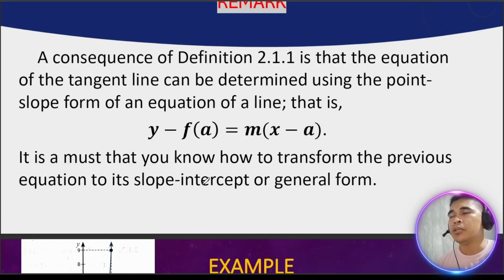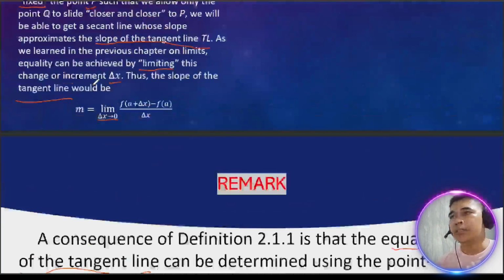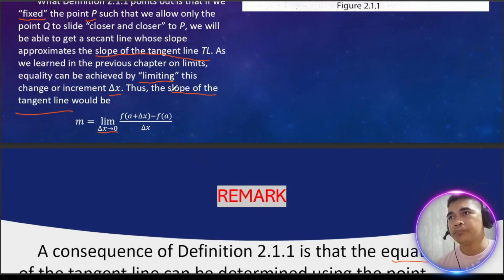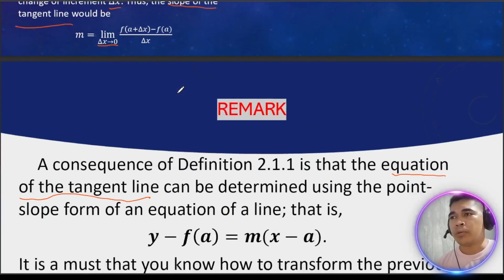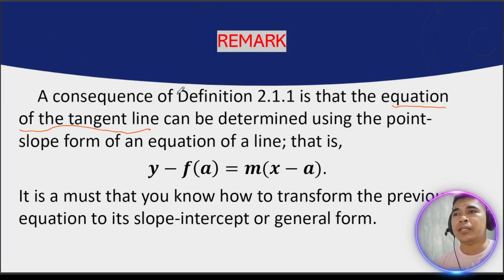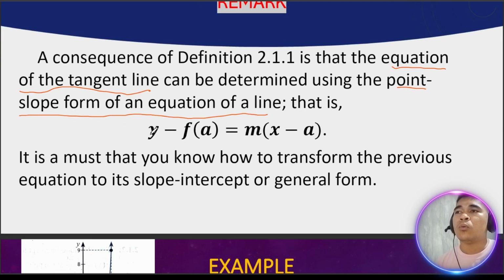Remark, take note: a consequence of definition 2.1.1 is that the equation of the tangent line can be determined. Take note that we have the words equation of the tangent line, while here it talks only about the slope. The equation of the tangent line can be determined using the point-slope form of an equation of a line: y minus f of a is equal to m times x minus a. We use this to get the equation of the tangent line.